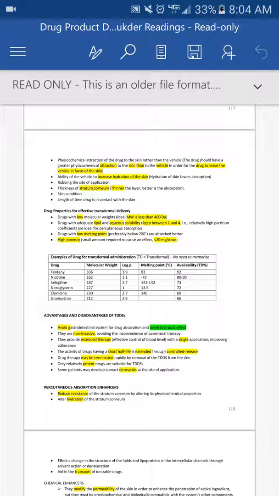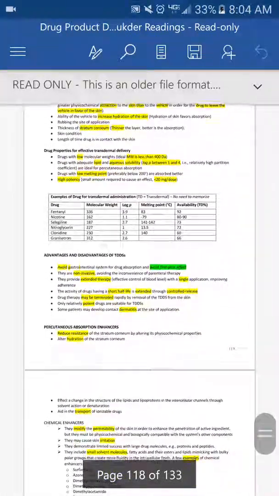The ability of the vehicle to increase hydration of the skin. I'm tired of reading that one on accident.